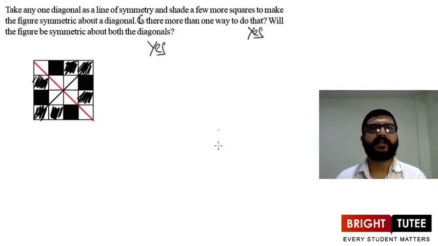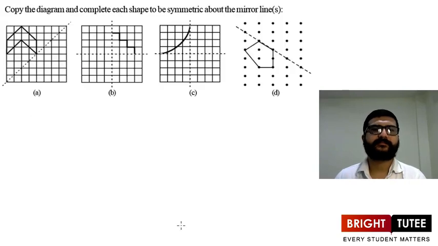Now let's move to the next question. Now the next question is, copy the diagram and complete each shape to be symmetric about the mirror line or lines. Here in some of the figures more than one line is also drawn. These dotted lines are the mirror lines.